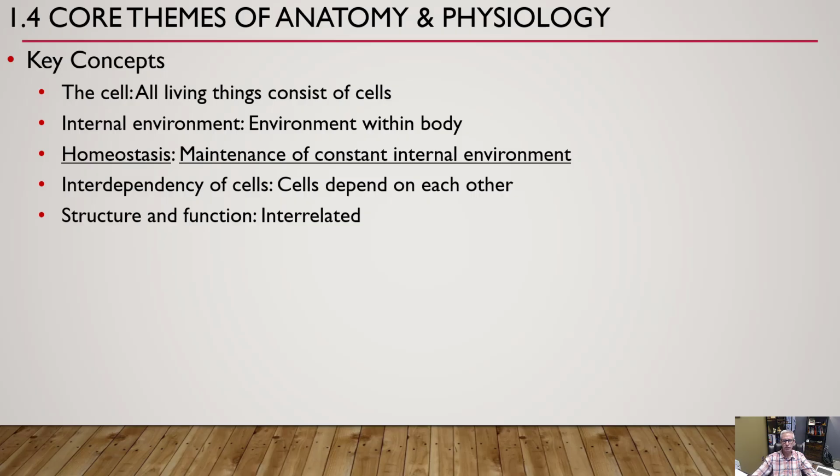And cells depend on each other. We'll talk later on about how our cardiac muscle cells work together, how our heart works, and we have two atria and two ventricles. When our heart contracts, it goes lub dub, lub dub. That's an example of how our cells depend on each other. And as we said before, with anatomy, the structure, and physiology, the function, everything is going to be interrelated.